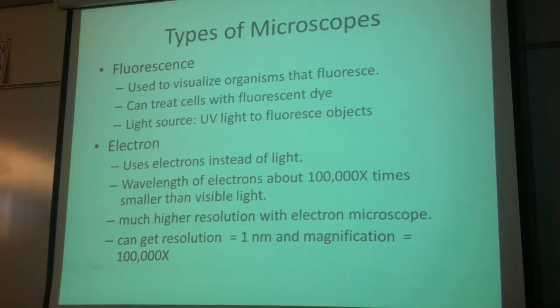Another type is electron. We'll talk about it in a minute. With electron microscopy, you actually use electrons instead of light. Since you're shooting electrons at a specimen, and you have much smaller wavelengths, you can get a lot higher resolution. I mean, we're down to what? 1 nanometer, and the magnification is 100,000x. So you can get a lot better resolution. I mean, we're talking angstroms, which is 10 to the -10 meters, or 0.1 nanometers. So you can get down there.